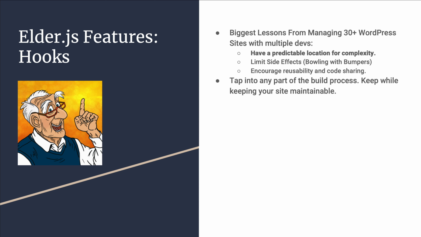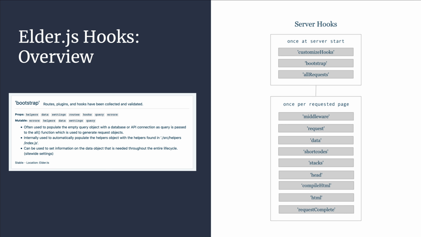So basically what Elder.js hooks allow you to do is tap into any part of the build process while keeping your site maintainable. And you know that all of your complexity should live in your hooks.js, because no project starts out as a ball of mud, but it happens over time. You kind of think, okay, I'm just going to do this little hacky fix here, and then you forget about it. And you come back later, or someone else looks at your code and they don't understand what's happening. If you have a single place for all of that complexity, it really helps streamline things. So let's look at hooks, and then we'll get into the demo.